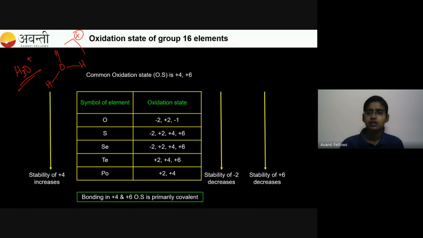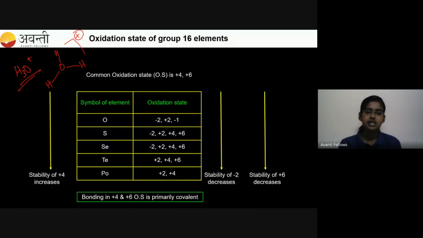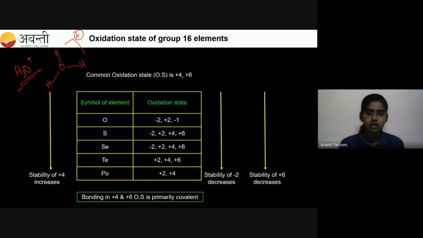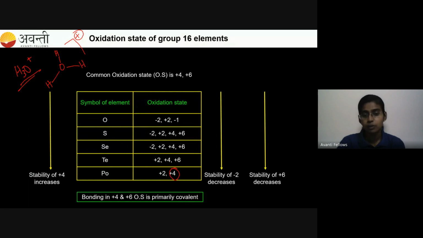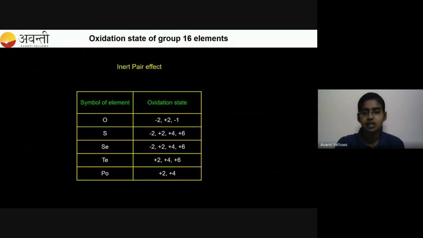Okay. So why does the stability of the lower oxidation state increase on moving down the group? Why is +4 more stable for polonium but not +6? What is the reason for the stability of the lower oxidation state? The same reason, the inert pair effect. I already told you what the inert pair effect is, right? The reluctance of the s electrons to take part in bonding due to the attraction towards the nucleus is called the inert pair effect.